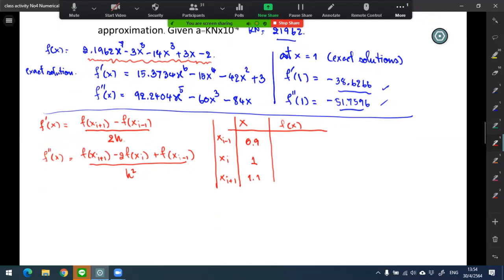For x equal to 0.9, it is equal to minus 10.227, and then 0.34.